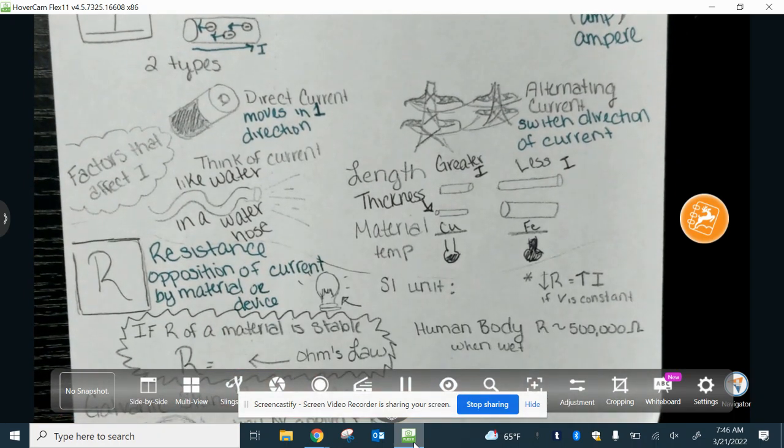We typically call them resistors, which if you're building a circuit, you'll have resistors sometimes built in just to make sure your current doesn't get too high. Things like light bulbs or lamps, anything that's going to draw some of that current, some of that potential energy, is going to be considered a resistor.